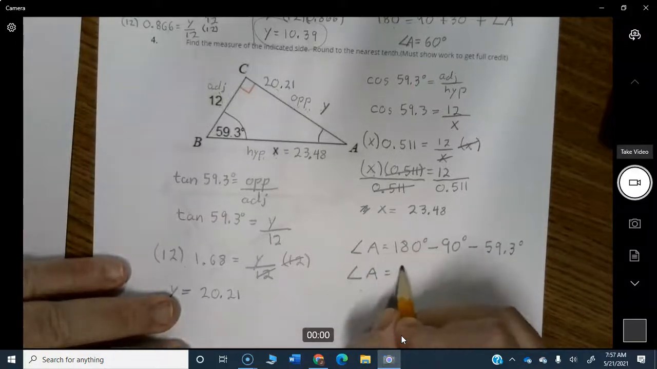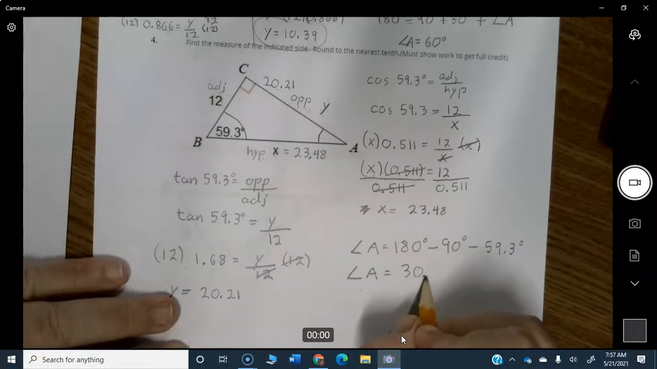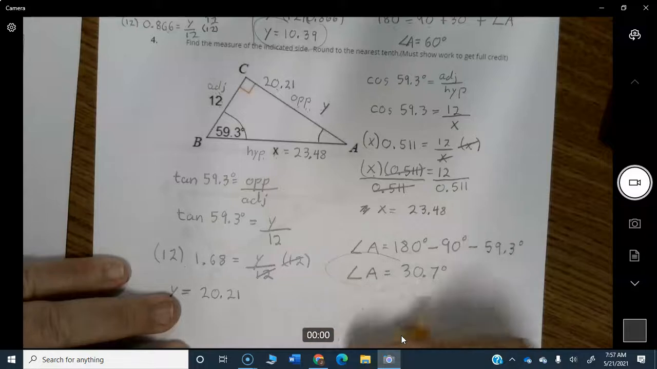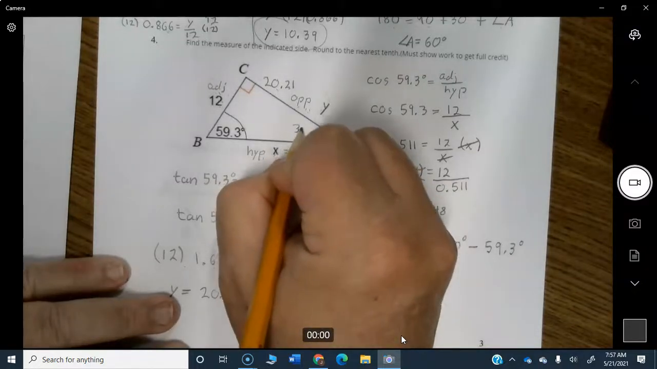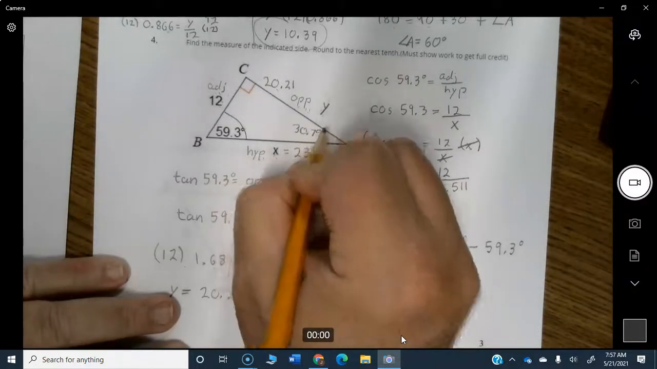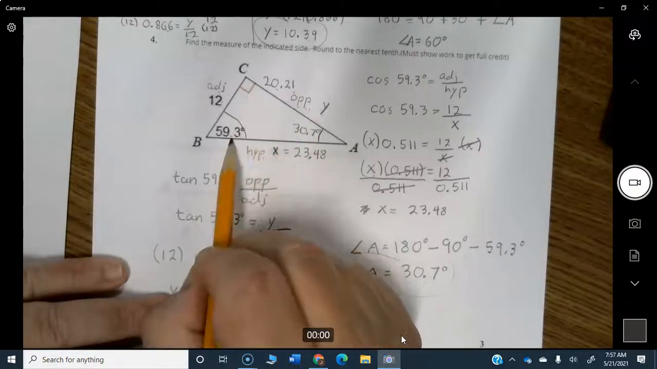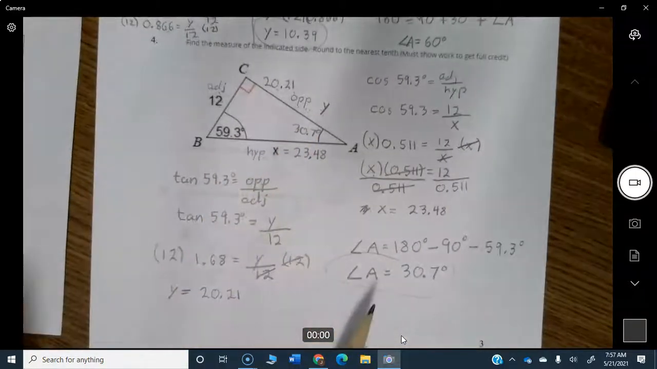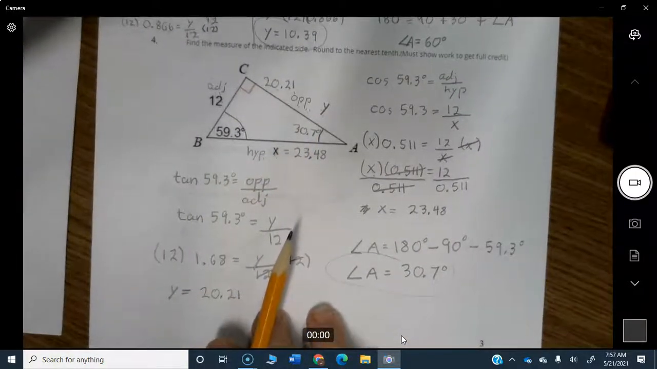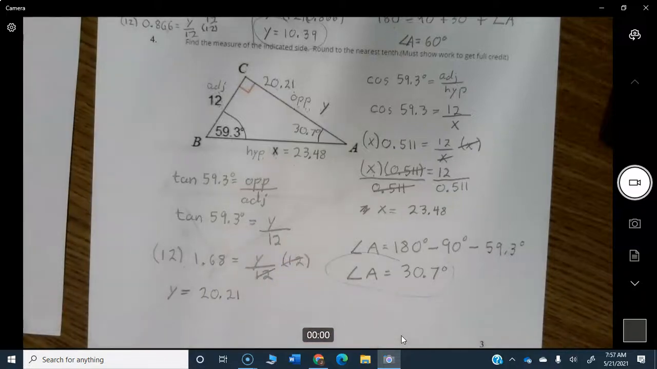So this is going to equal 30.7 degrees. That's angle A, that's this. So now again, we know the value of all three sides, and we know the value of all three angles here, okay? All right, so that's how you do that. Let's move on. Actually, I don't like to have videos much more than about 30 minutes, so I'm going to cut this one off now and continue with problem 5 on the next video.